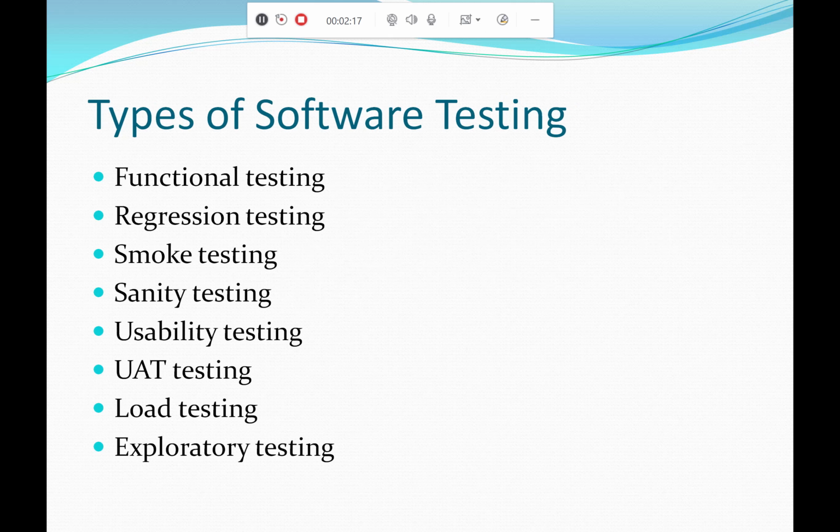Now we'll look at what are the different types of software testing. The first one is functional testing. Functional testing is basically validating the functionality of the applications. So if we are looking at some application like Facebook, we would be checking whether we are able to log in, we are able to create a profile, and so on. That is the functionality of that application, and that is what we are going to test as part of functional testing.